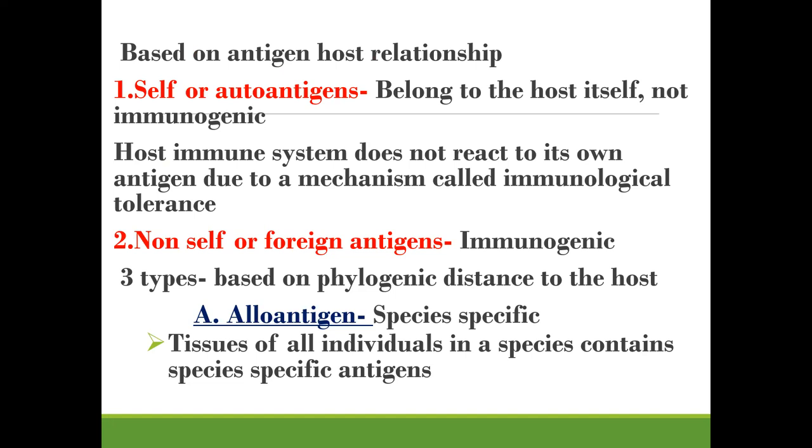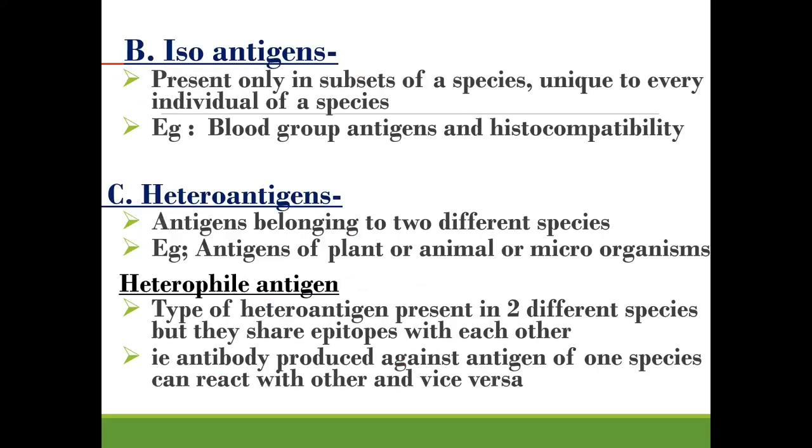And foreign antigens or non-self antigens are immunogenic. Based on this property, antigens are classified into alloantigen, that is, they are species specific. Tissues of all individuals in a species contain species specific antigen. Second one, isoantigens. It is present only in the subset of a species. It is unique to every individual of a species. An example is the blood group antigen and histocompatibility antigen.